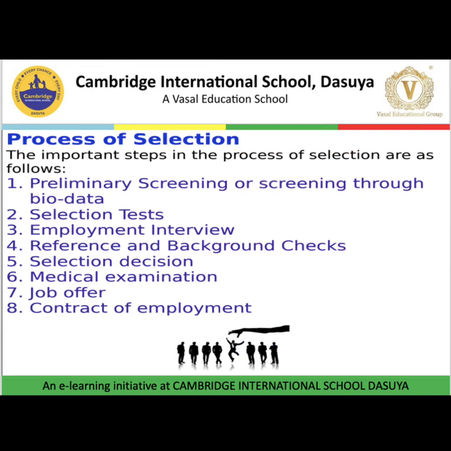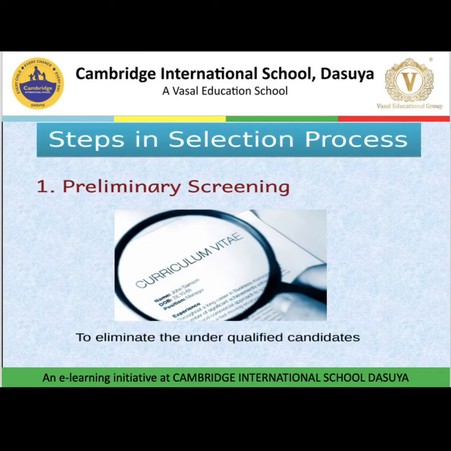Process of selection. The important steps in the process of selection are as follows: preliminary screening or screening through biodata, selection test, employment interview, then reference and background checks, selection decision, medical examination, job offer, contract of employment. Now, this is the first step in the selection process, preliminary screening, to eliminate the underqualified or unqualified candidates.